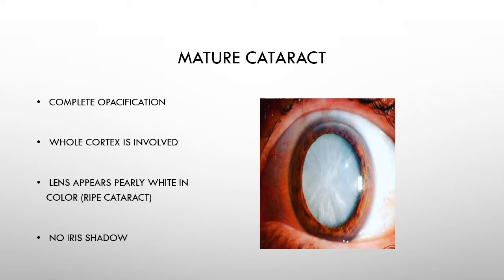So mature cataract, again, the characteristic features of mature cataract are there is complete opacification of the lens, the whole cortex is involved along with the nucleus, the pearly white lens appears, it is also called as ripe cataract, the iris shadow is absent in mature cataract, which is present in immature cataract.